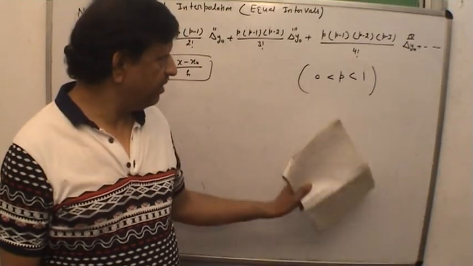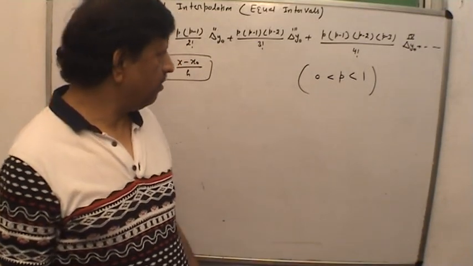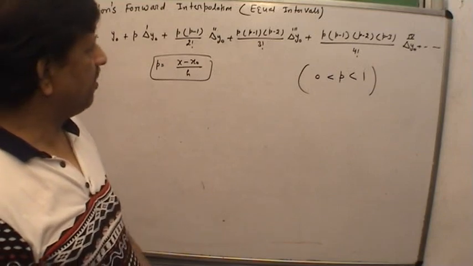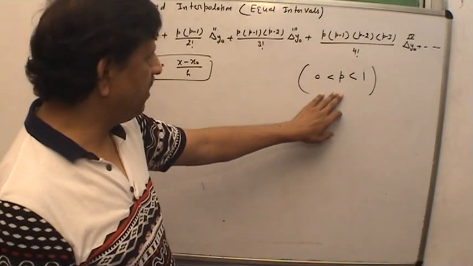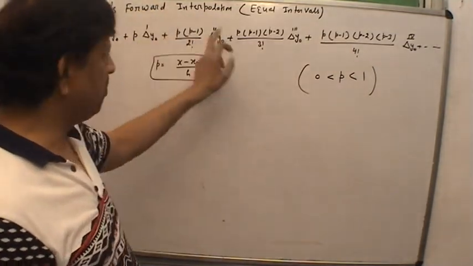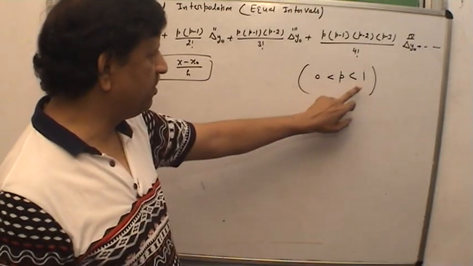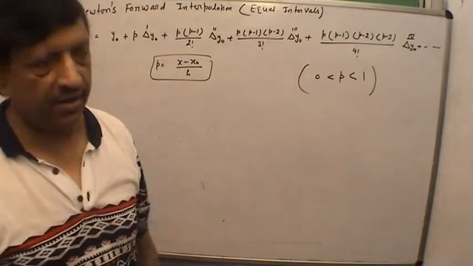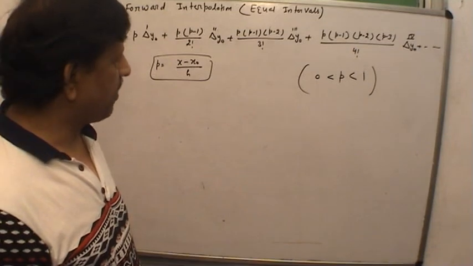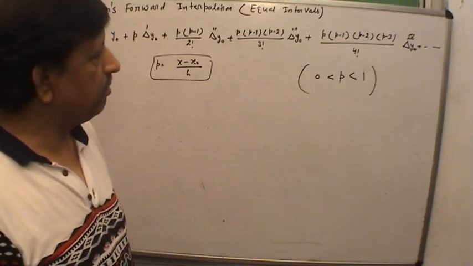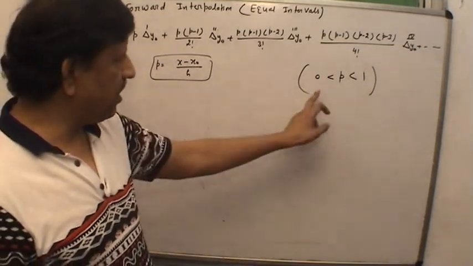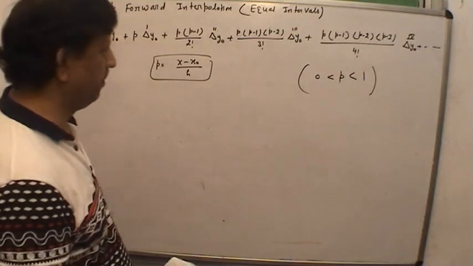How will we check it? We will see it later during the calculations. But remember, the value of p in the forward interpolation must be strictly between 0 and 1. It means greater than 0 and less than 1, but 0 and 1 are not included.